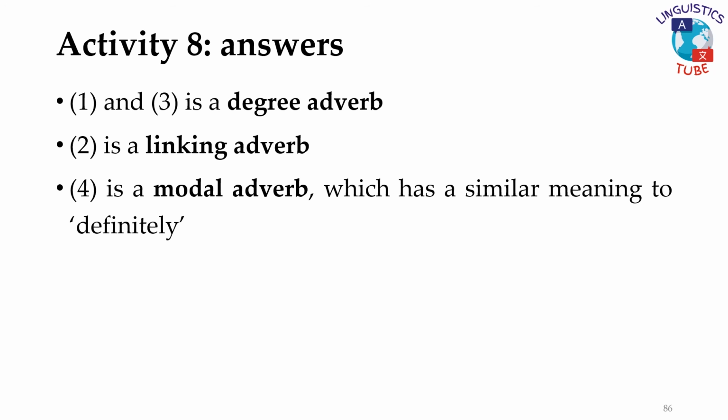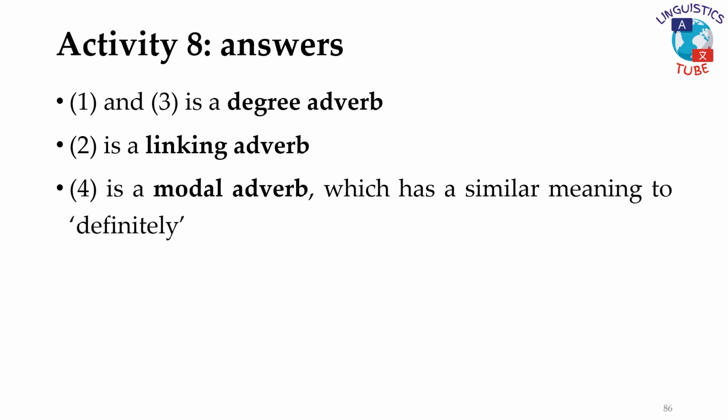Sentences 1, this doesn't seem so bad, and 3, I'm not so young as I used to be, are degree adverbs. In sentence 1, you can use very instead of so, and the meaning doesn't change. Sentence 3 is slightly more complicated because so young as is a syntactic structure. To use very instead, we need to rephrase the sentence to I am not very young anymore, which has a very similar meaning to I'm not so young as I used to be.